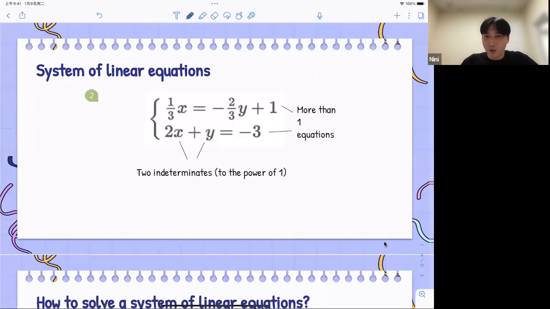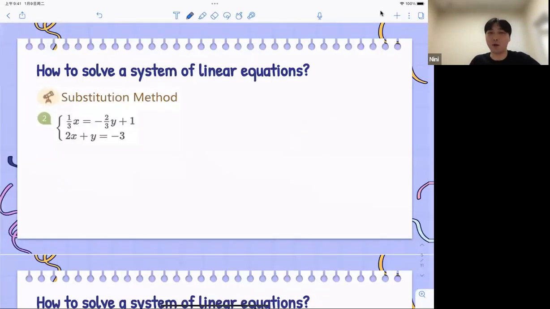As you can see from the name, it is a system, which means you have more than one equation to make it a system. Another thing is that because it is linear, each indeterminate has a power of 1. That means it is a linear one. And you have at least 2 indeterminates. That is the reason why it is a system. Okay, so let's see how we should solve this one.